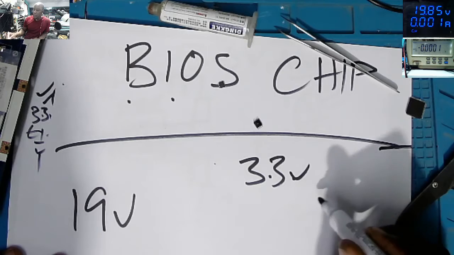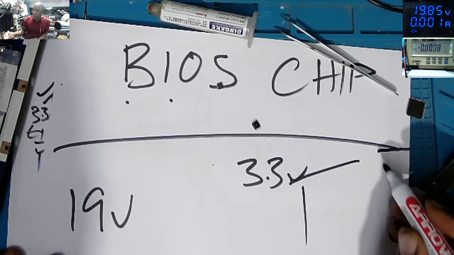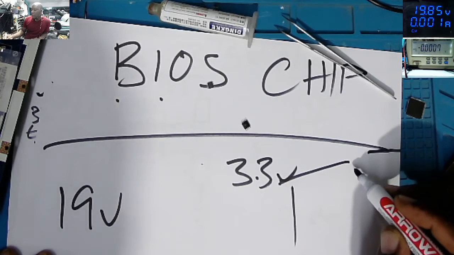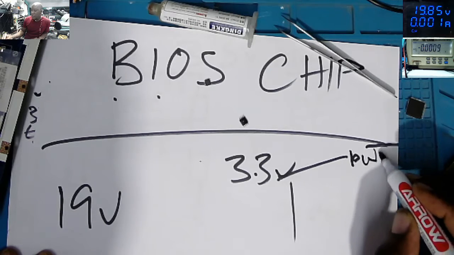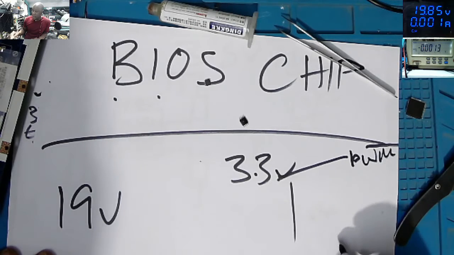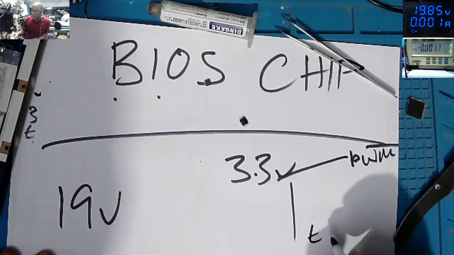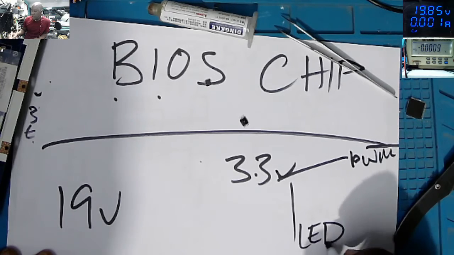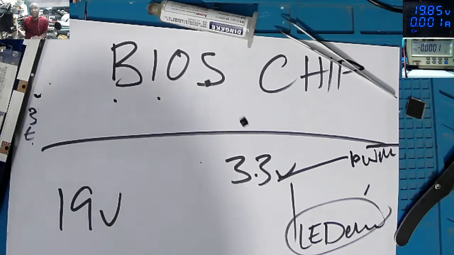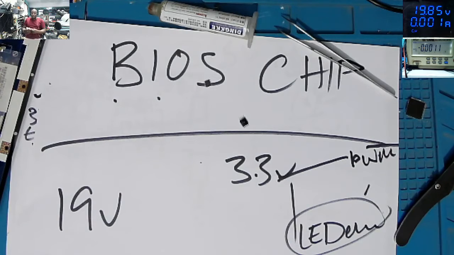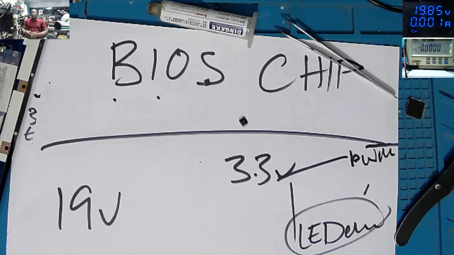And we have those two signals. The one is PW, the power management, and the other one is the LED on. LED on is to adjust brightness and to power on the screen. That's what you can check on the power sequence which is going to the screen. Check if you have 19 volts or if you have a 3.3.